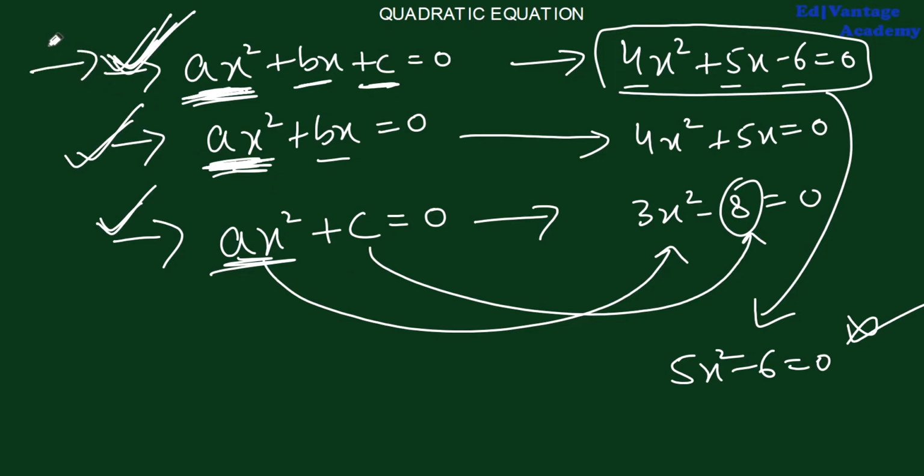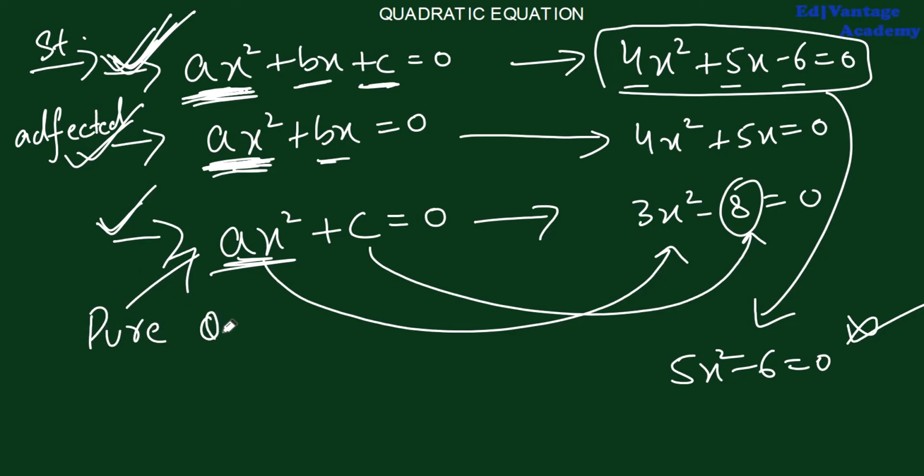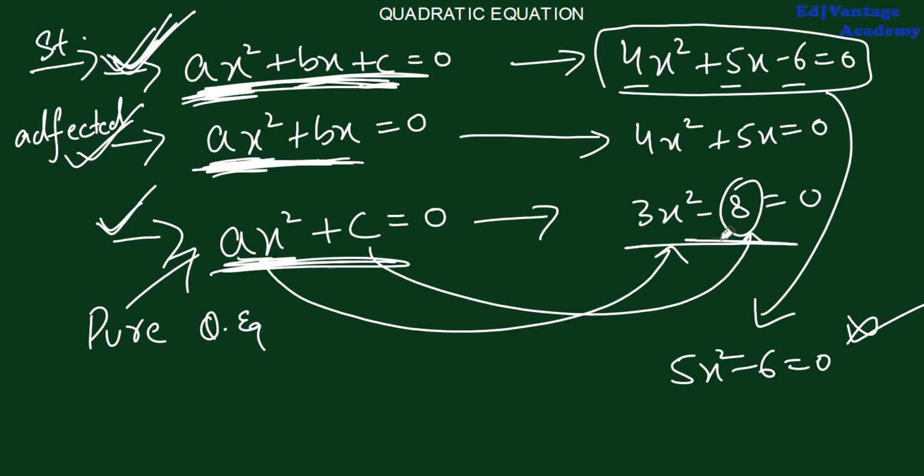So this is the standard form of quadratic equation. The second one, where you have x square term and x term, is called adfected quadratic equation. And this one, where you have only a term and c term, is called pure quadratic equation. Understand? Standard form of quadratic equation, adfected quadratic equation, and pure quadratic equation.